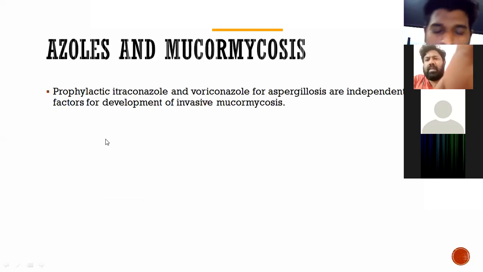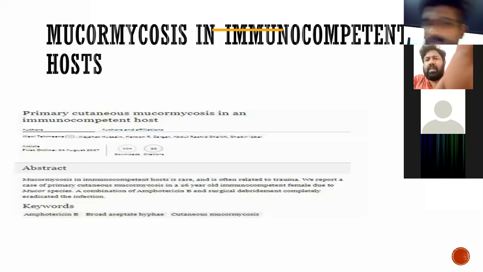This point I just want to stress: there are many people who are aggressively using empirical therapies, empirical antimicrobial therapies, even antibiotics or broad spectrum antifungals. I think this will worsen the scenario. This will increase the risk of mucormycosis. Particularly prophylactic itraconazole or voriconazole for aspergillosis are independent risk factors for development of invasive mucormycosis. So when you are using these agents in any patient with suspected aspergillosis or mucor, you must be very careful because this can only aggravate the scenario of developing invasive mucormycosis.